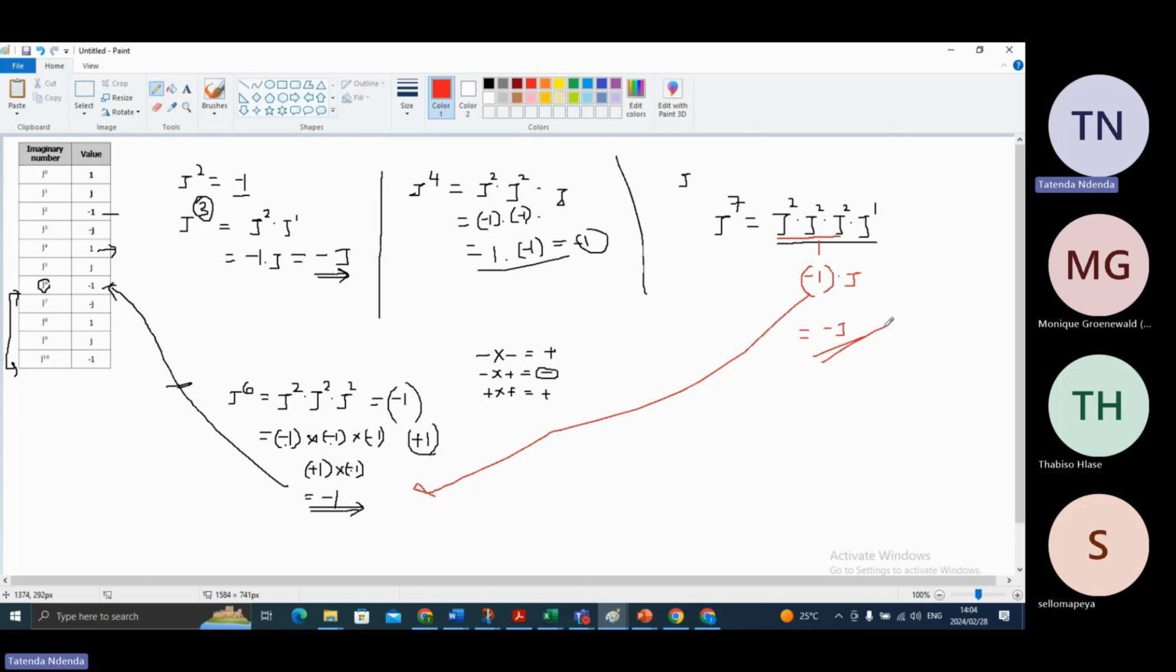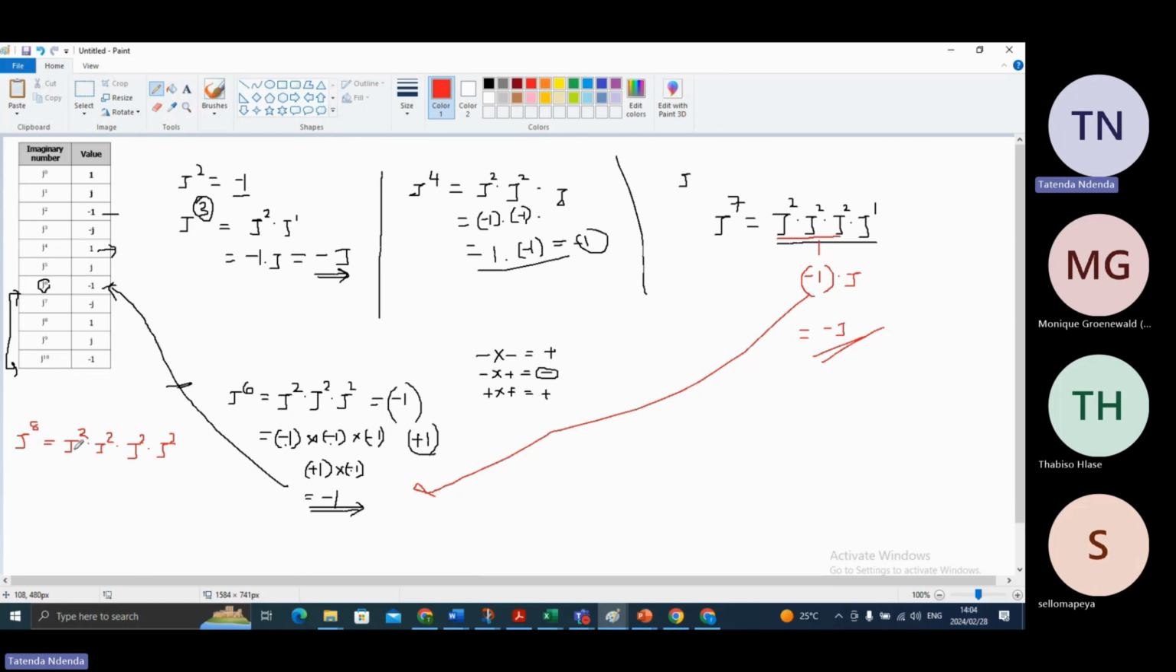Now, do you want me to do J8 with you guys or you're fine now? Can you please do it for us, Mr.? So J8. Now when we do J8, we are saying J to the power of 8 is the same as J squared multiplied by J squared multiplied by J squared multiplied by J squared. So how many squares do we have here? 2 plus 2 is 4, 4 plus 4 is 6, 6 plus 2, sorry, 8.